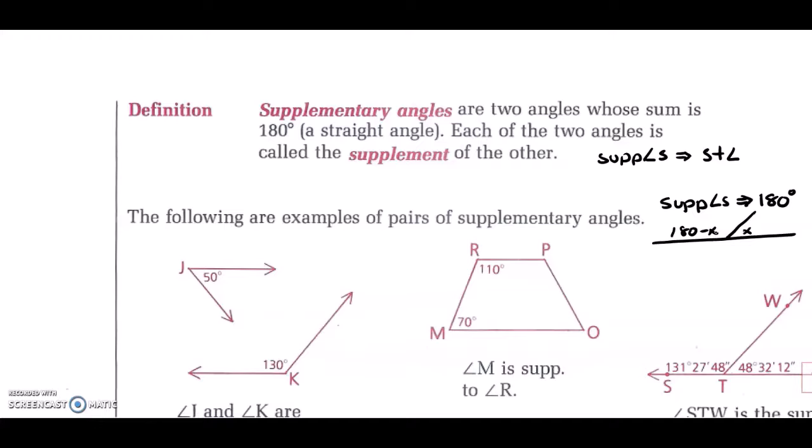And it's important to note that complements and supplements are only a pair of angles. If you have three angles, that wouldn't qualify. It has to be two angles that add up to 90 or two angles that add up to 180.